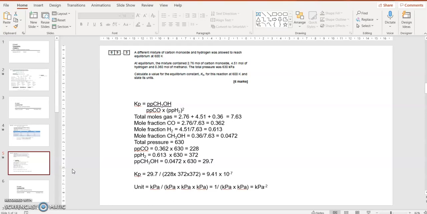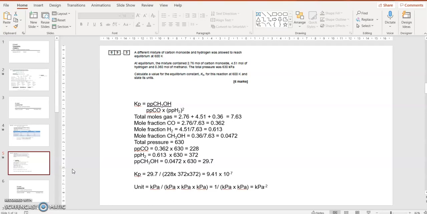1 mole of the gas creates a pressure of 630 kilopascal. I need to work out how much each of the gases contribute to that pressure. So I'll multiply the total pressure by the fraction of gas. Partial pressure of carbon monoxide, 0.362, that's the mole fraction, multiplied by the total pressure, 630, 228. Do the same for the hydrogen, 0.613 times 630 is 372. Partial pressure of methanol, 0.0472 is the mole fraction, multiplied by 630, 29.7.